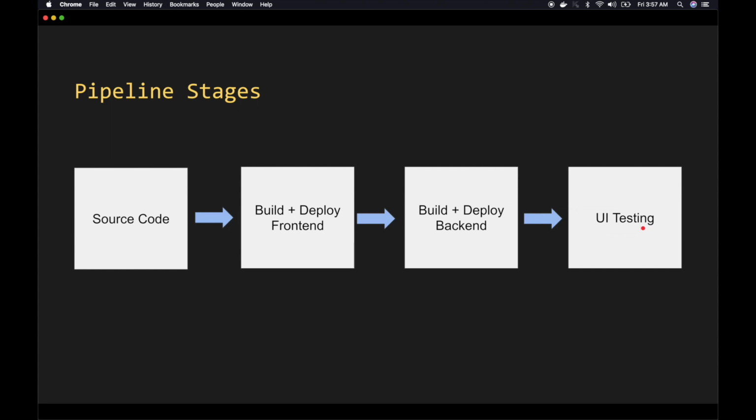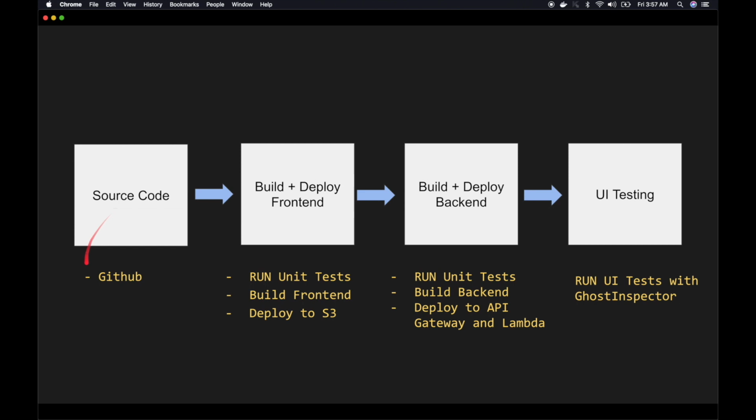Now, there are several activities happening at each stage. In the source code stage, our source code is living in GitHub. At least for our example, I'm using GitHub, or you can use AWS CodeCommit or any other code repository. We'll commit our code to a particular branch, let's say the master branch, and as and when a commit happens to this master branch, the source code will be pulled. So that's what happens at the source code stage.